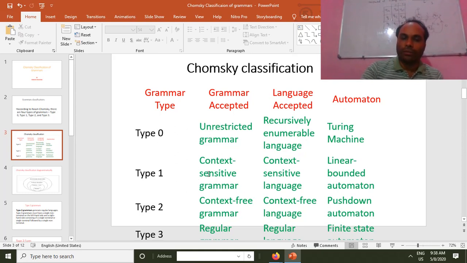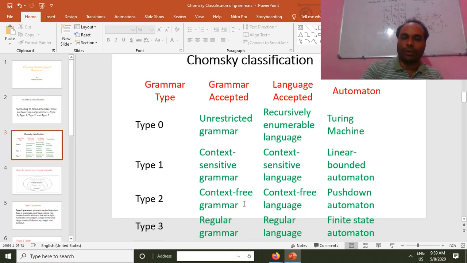Now coming to type 1. The type 1 grammar category is context sensitive grammar. We are going to discuss the format of the context sensitive grammar. The language it accepts is the context sensitive language. All type 1 grammars are accepted by context sensitive languages. And if you want to construct an automaton, the linear bounded automaton gives the solution for these types of grammars. Coming to type 2, type 2 grammars are context free grammars, and the language they accept is the context free language.